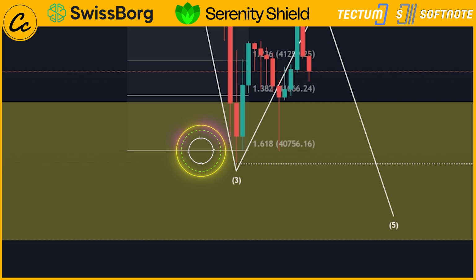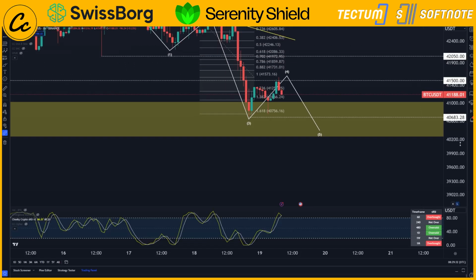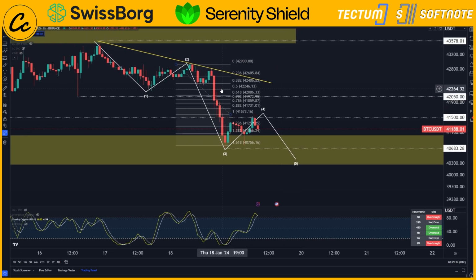1.618. This 1.618 area is the trigger point for an impulsive trend-based structure according to Elliott wave theory. This one is coming in at 40,756. So as you can see right in here, the 1.618 is higher than where we've actually wicked to. We wicked down to $40,683. This basically means that this is a wave 3 structured point, and we started to see a wave 4 retracement.